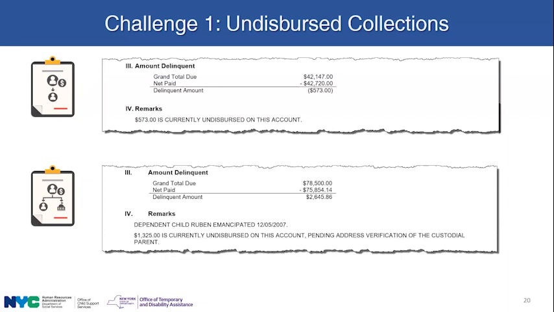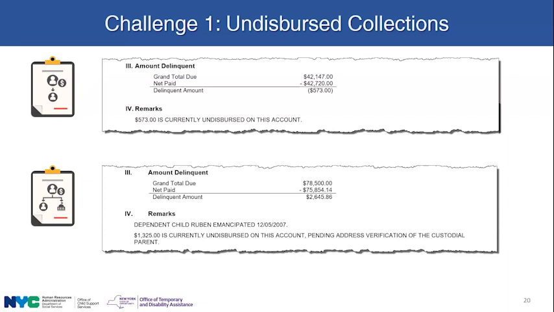Before I get into that, let's describe what an undisbursed collection is. Undisbursed collections are payments that are collected but have not yet been disbursed to the custodial parent, have not yet been disbursed to another jurisdiction, or have not yet been refunded to the non-custodial parent. So, as I mentioned, it's not clear just from looking at the statement what the situation on the account is, especially when it comes to undisbursed funds.